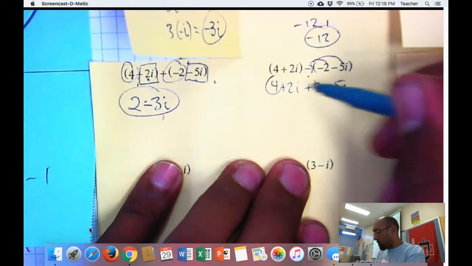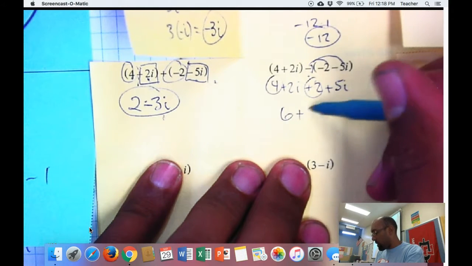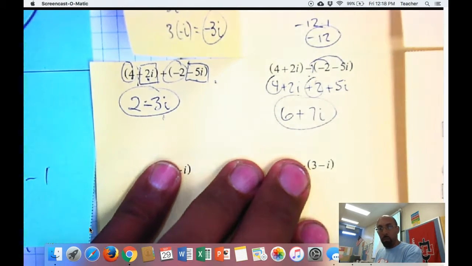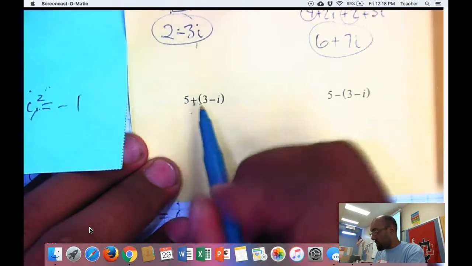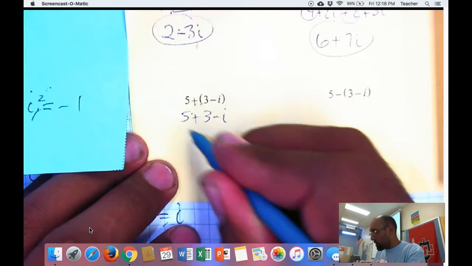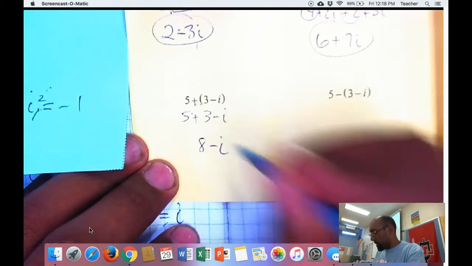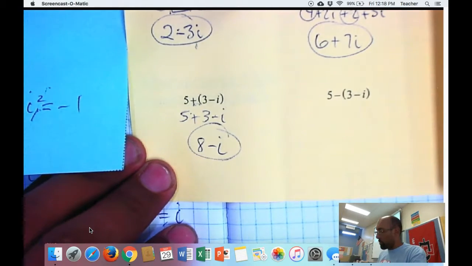And now again, just combine like terms. 6, and then 2 plus 5 is now 7i. Okay? And then here, same thing. That's just plus, so I can just take that away, or take away the parentheses is what I mean. And then 5 plus 3 is 8, minus i. And remember, again, i is the second number, the imaginary number.